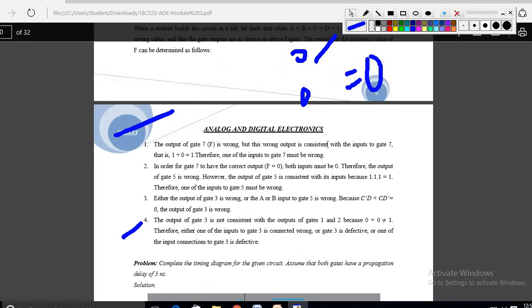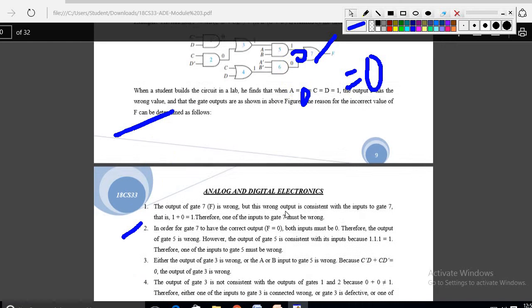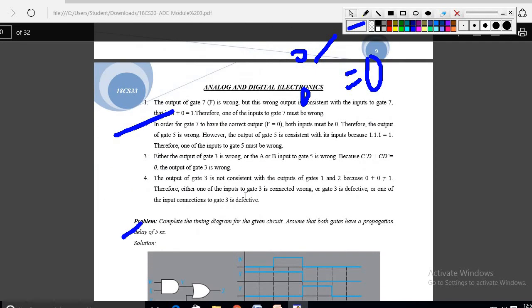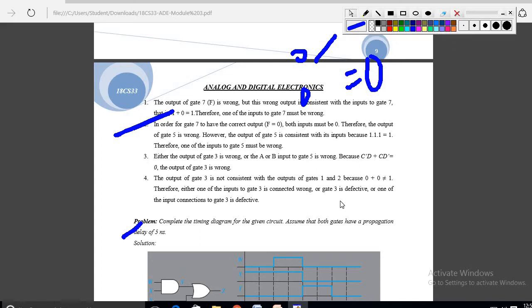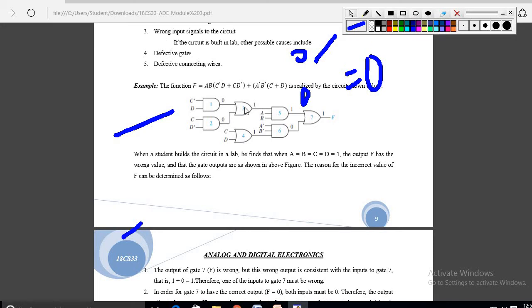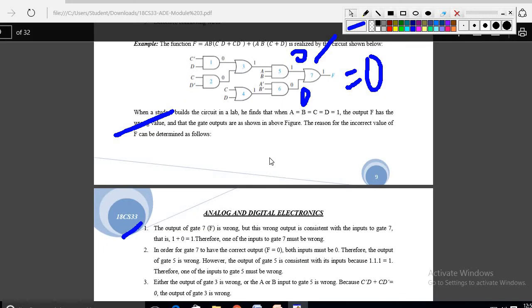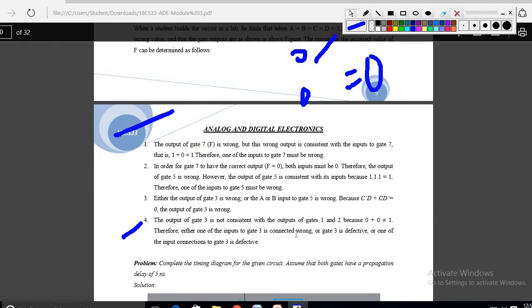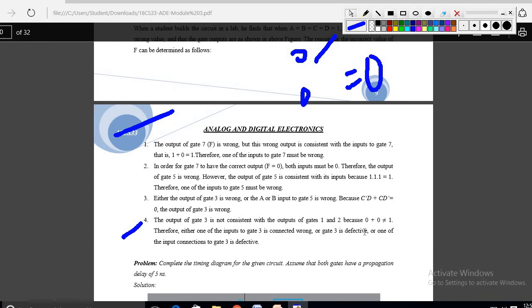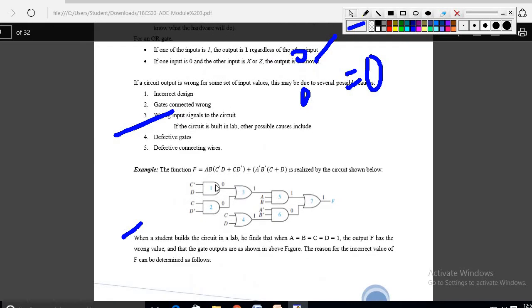Okay, next, the output of gate 3 is not consistent with the outputs of gates 1 and 2, because 0 0 should give what? 1. So it is not the case. Therefore either one of the inputs of gate 3 is connected wrong or gate 3 is defective. Gate 3 is defective because both inputs are 0, so here it should not be 1, right? For an OR gate, it should always be 0. So either one of the inputs to gate 3 is connected wrong or else gate 3 is defective, or one of the input connections to gate 3 is defective.